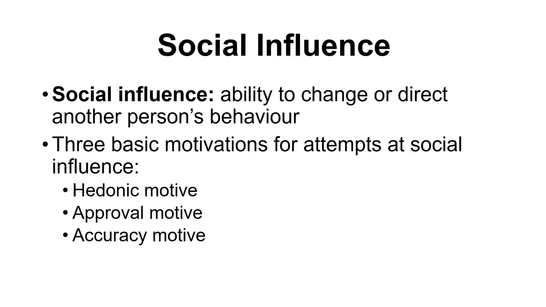So when we're looking at influencing others, of course, we like to categorize this and decide why somebody might be trying to influence you. So we're going to talk about 3 basic motivations to try and influence people socially. But first, we should probably define social influence, since that's our MO. So social influence is our ability to change or direct another person's behavior. So you're motivated to make them do something different than what they're doing presently. So we're going to look at hedonic motives, approval motives, and accuracy motives. And each of these is going to have sort of their sub-explanations.